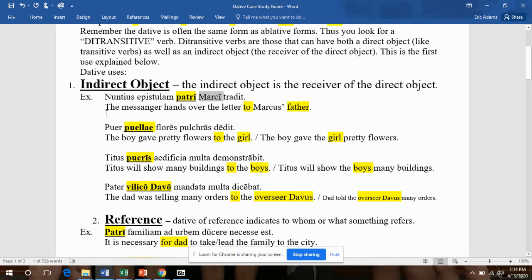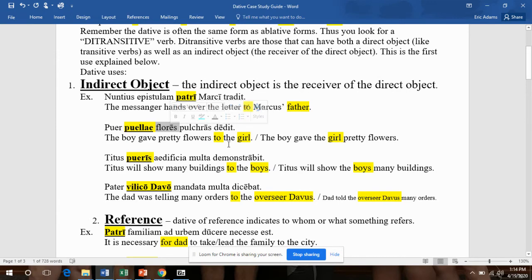Number 2 of the examples of indirect object: puer puellae flores pulchras dedit. The boy gave. Dedit is from the verb do, dare, dedi, datus, probably the most popular of all ditransitive verbs. And here, since it is made up of a perfect stem, do, dare, dedi, coming from the third principal part, and a perfect ending, i, isti, it, we give it the translation gave, did give, has given. So the boy gave pretty flowers.